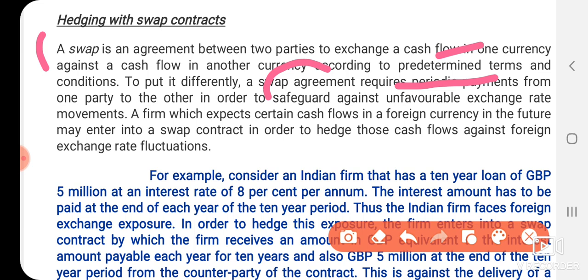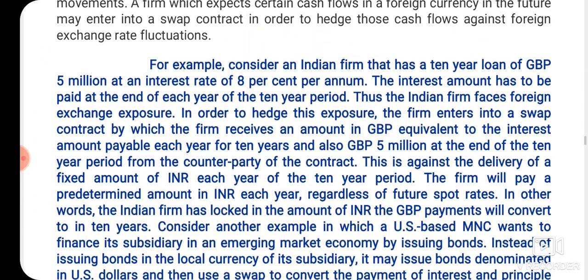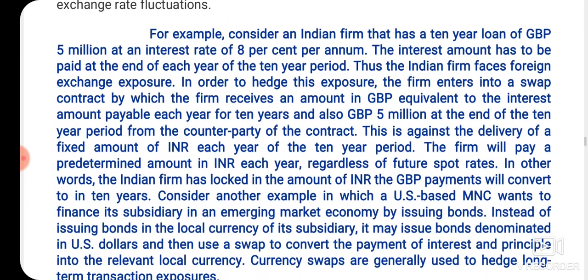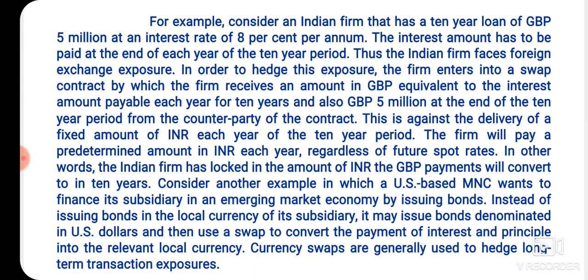A firm which expects certain cash flows in foreign currency in the future may enter into a swap contract in order to hedge those cash flows against foreign exchange rate fluctuations. We can see the following example. Consider an Indian firm that has a 10-year loan of GBP, Great Britain pounds, 5 million at an interest rate of 8% per annum. The interest has to be paid at the end of each year of the 10-year period, so the Indian firm must pay 8% per annum on the loan in Great Britain pounds.